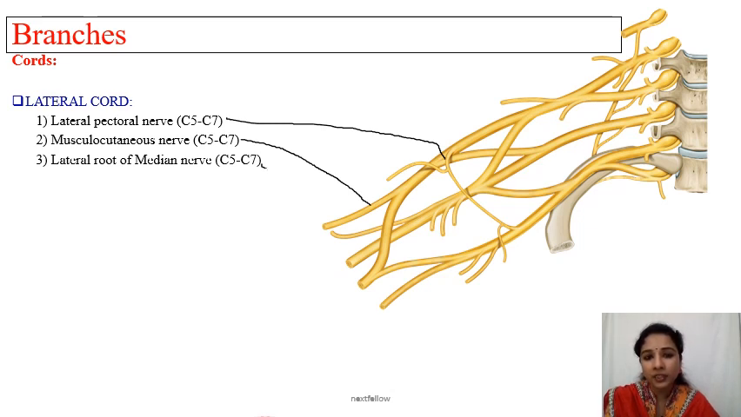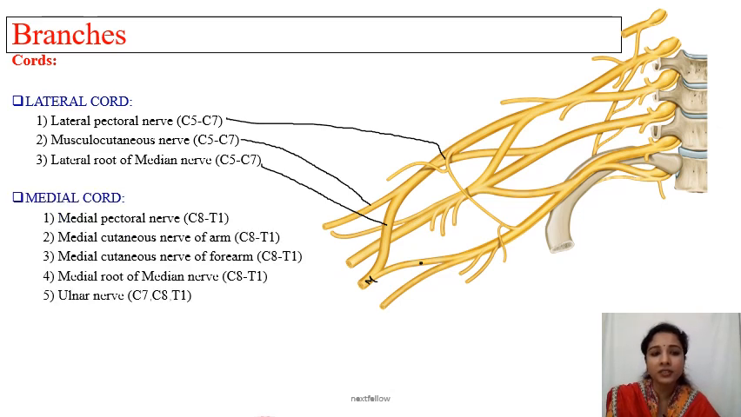Lateral root, we can see here the lateral root, which joins with the medial root. This one is the medial root to form the median nerve. So median nerve is formed by the lateral root and medial root joining to form the median nerve. So these are the three branches.